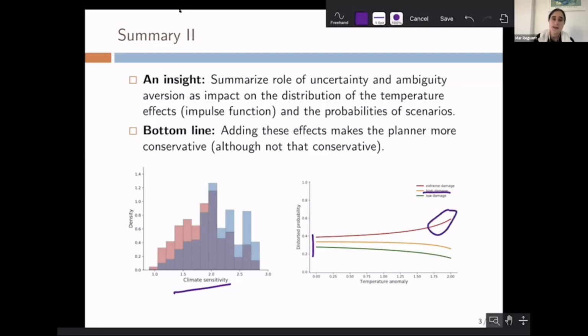So the bottom line, and this is where I will be most critical, honestly, the mathematical model seems interesting, but when we get to the quantitative implications of the model, the paper will claim that adding these effects makes the planner more conservative. But what I will argue in my discussion is that the planner is not being conservative at all in their implications.